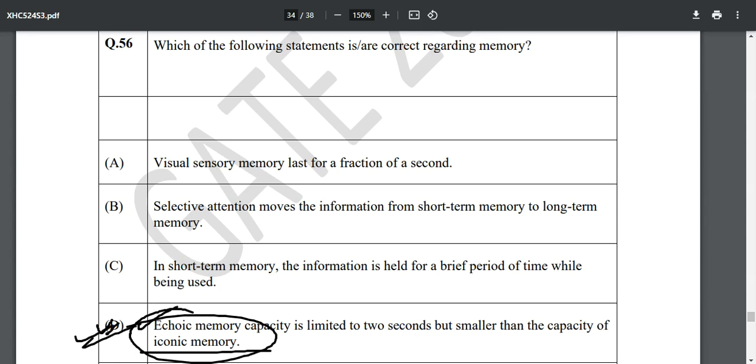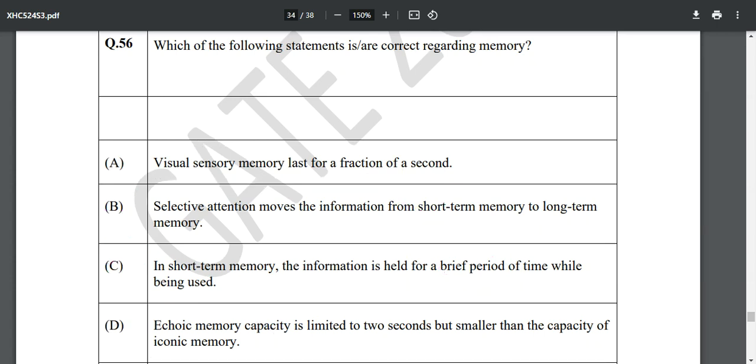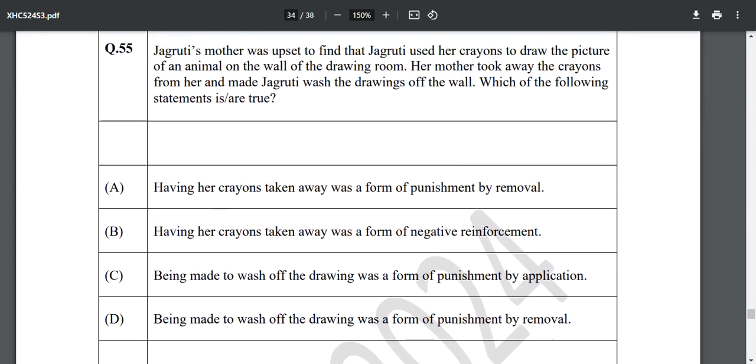Exactly, this is correct. In short-term memory, the information is held for a brief period of time while being used. This is also correct. Option A, visual sensory memory lasts for a fraction of a second. A, C, D is the correct answer here. B is wrong. Selective attention moves the information from short-term memory to long-term memory. No, this doesn't happen. Question number 56, correct answer A, C, and D. Alright, let's move ahead to question number 55.